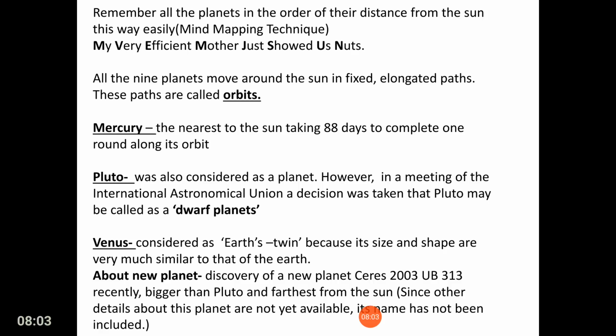The next planet we have is Venus. Venus is considered Earth's twin because its size and shape are very much similar to the Earth. So tomorrow there might be a question to you: which is the planet called Earth's twin? The answer is Venus itself, fine. We have one more new planet which has been discovered by the IAU, that is Ceres 2003 UB313. This is said to be bigger than Pluto and it is farthest from the sun. Since other details about these planets are not yet available, its name has not been included into the set of our 8 planets of the solar system.